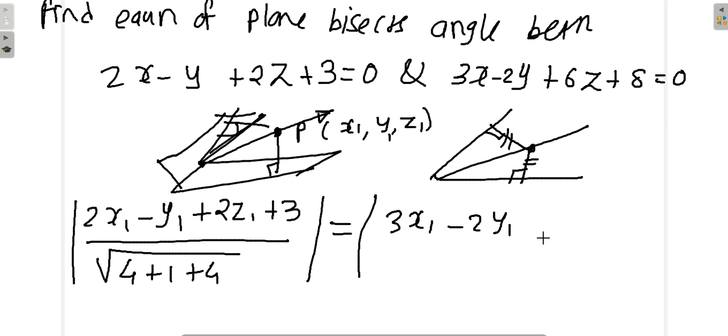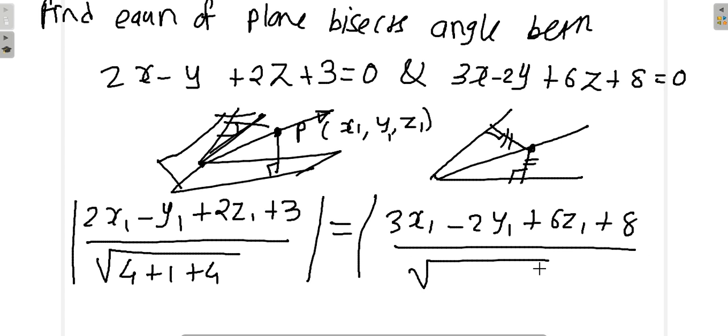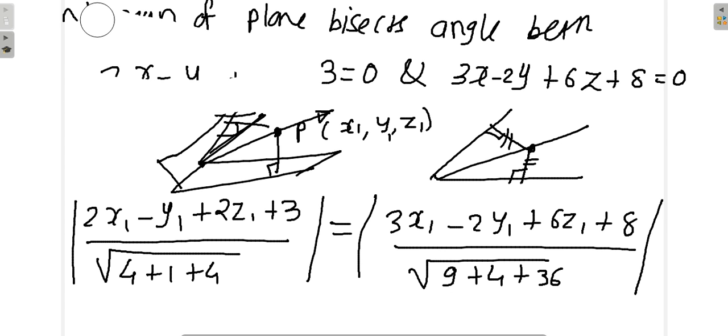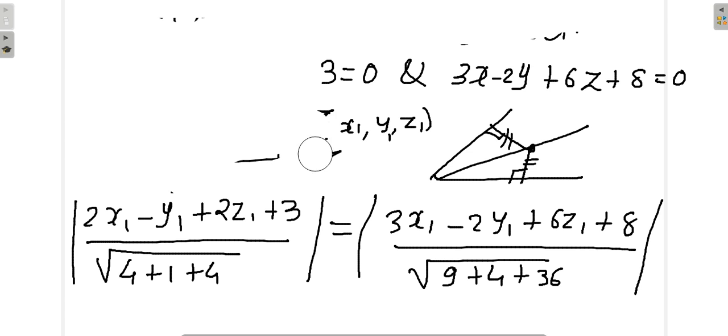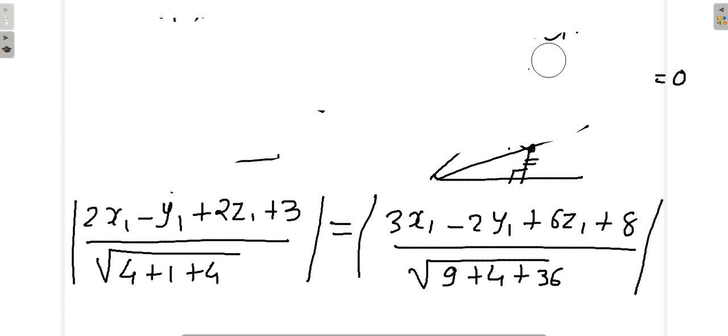x1 upon under root of plus 36. When you open the mod, we must do plus or minus so that we will get two planes, one that bisects the acute angle and the other that bisects the obtuse angle. So we will get two equations. In the final answer, we will drop x1, y1, z1 and write the answer as x, y, z. Instead of x1, y1, z1, we will write it as x, y, z.